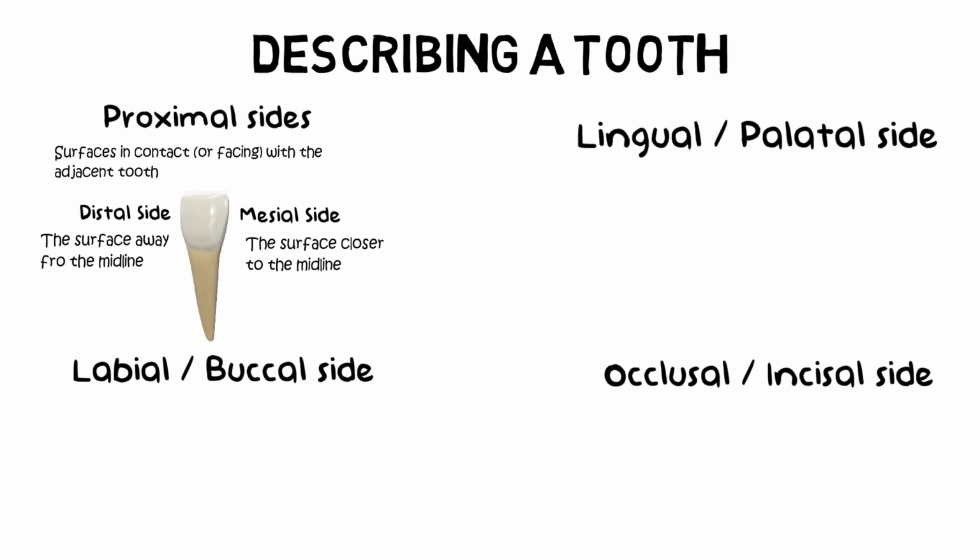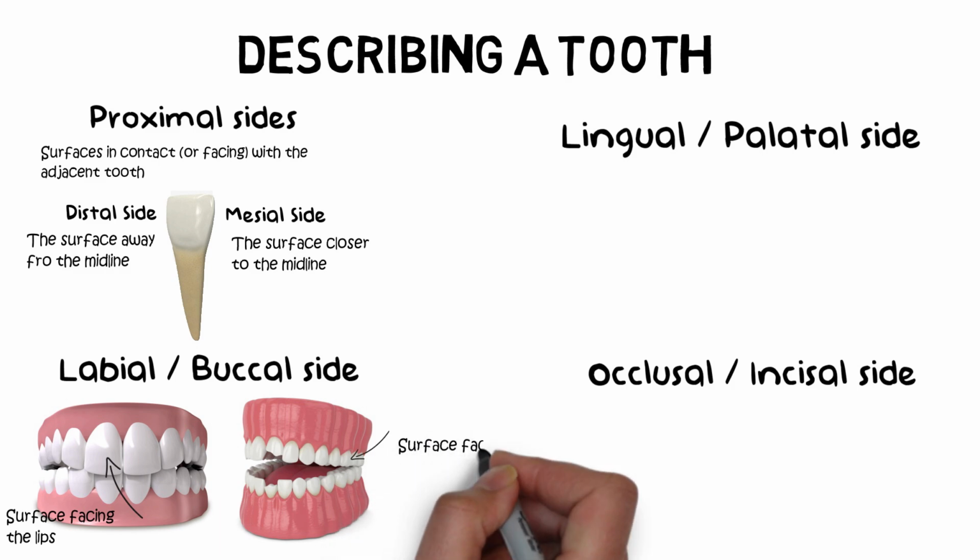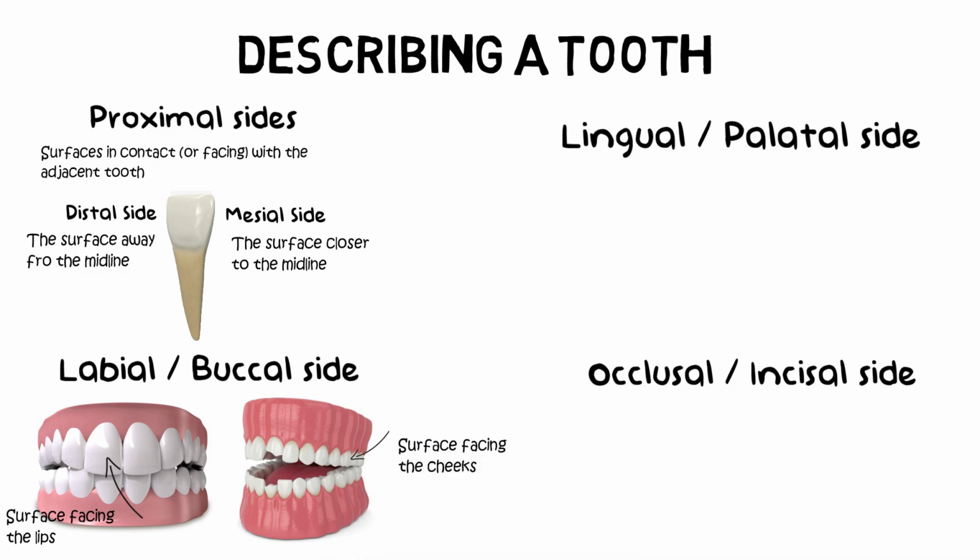So the next surface we have is the buccal or the lingual surface. So the surfaces of the teeth which are facing the lips in the case of incisors and canines and facing the cheek in the case of premolars and molars are known as the labial and the buccal surfaces respectively. These surfaces, particularly the labial surfaces of the incisors and canines, are usually visible when a person smiles and therefore are aesthetically very important.